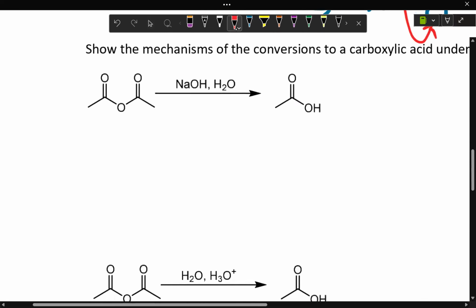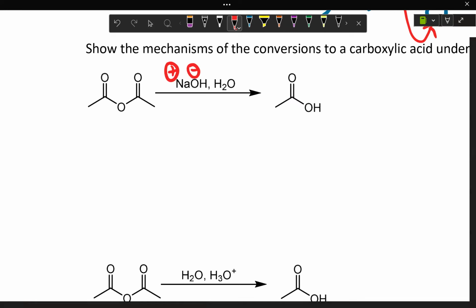So here, first, identify if it's acidic or basic conditions. Because we have a metal, we're going to have an ionic bond, giving this hydroxide group a negative charge and making it strong. So strong nucleophiles are going to attack electrophiles. Our electrophile here is the carbonyl carbon. Because it's strong, it can just attack right away.